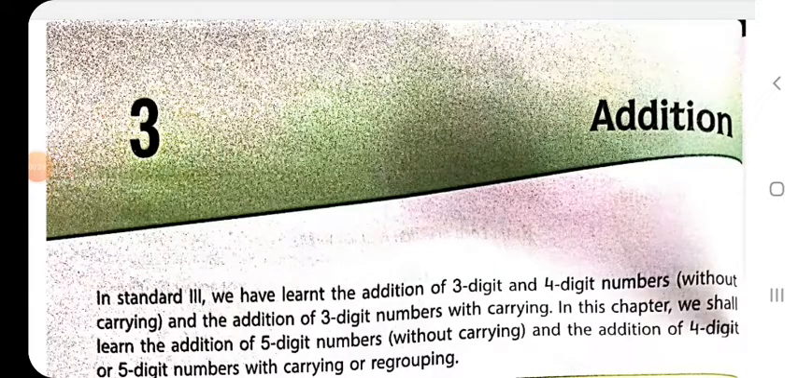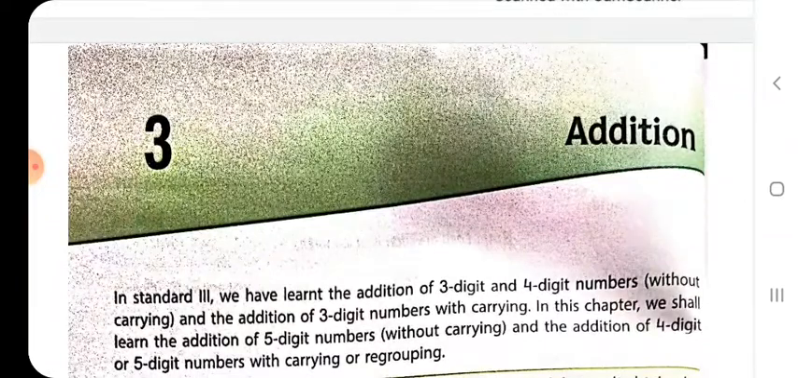Addition. So what is addition? All of you have already done addition in your previous classes. You have done addition without carry or with carry also, that is called regrouping also. I think in class 3 you have done addition up to 3 digits and 4 digits. But now you are in class 4, and today we will start addition with 3, 4 and 5 digits along with regrouping or carry. So with and without carry sums will be there in this chapter.